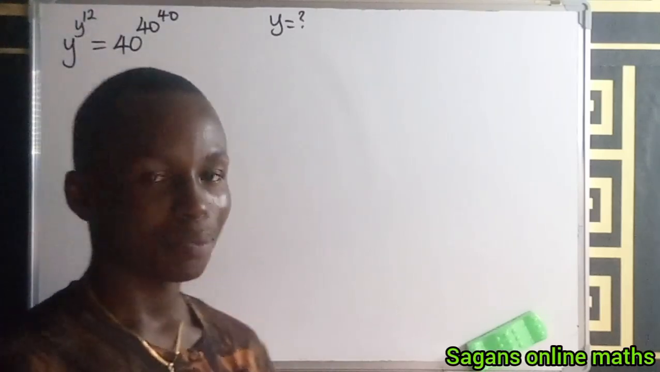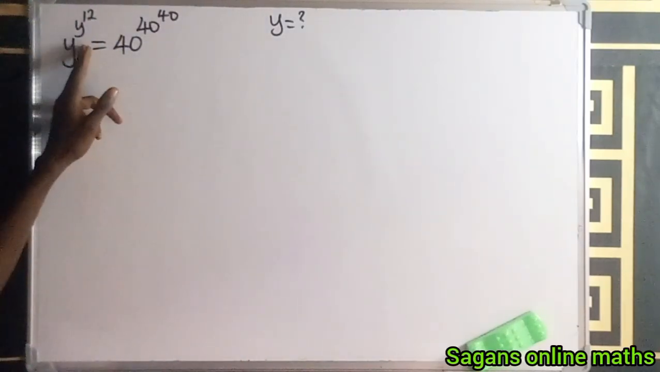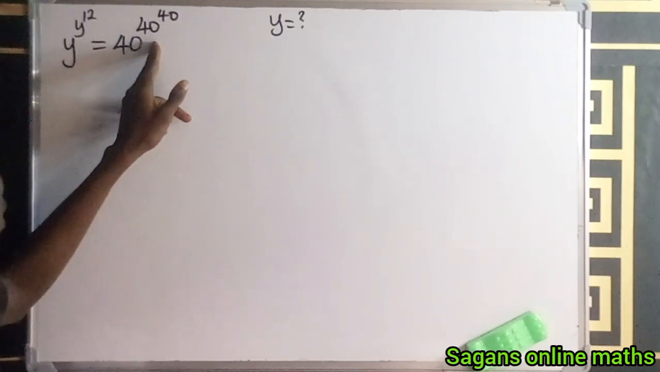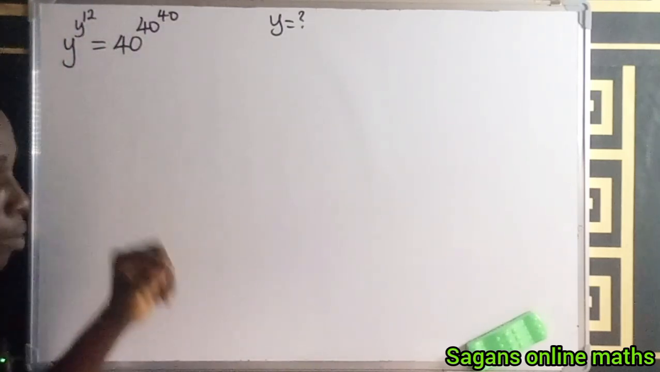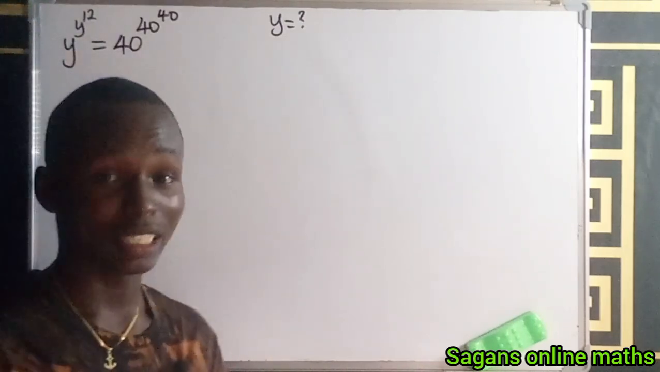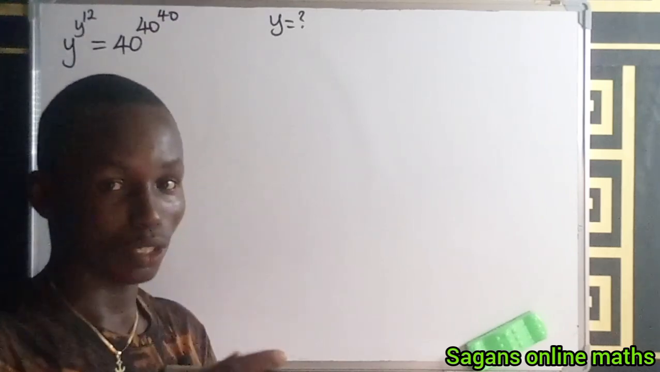Solve this question together. Now look at what you are given. We are given that y to the power of y to the power of 12 equals 40 to the power of 40 to the power of 40. You can also put this in tetration form, 40 tetration 3, because 40 is repeating itself several times in 3 places.